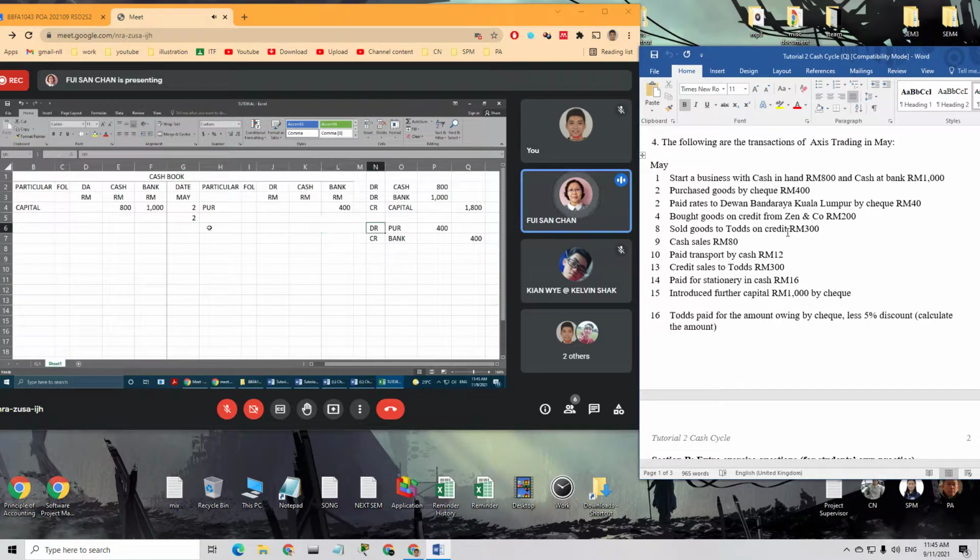Now, so this one is also by check. It's actually the same as this purchase. So now we pay rates, right? So we debit rates. Rates is actually our expenses. It's actually an expense. So this is our expenses, which is 40. And the question say by check, right? So by check meaning it's also bank. So it's 40 like this. So here you're telling people that I'm paying rates and I pay using check. So the number is here. Okay, now the next one.